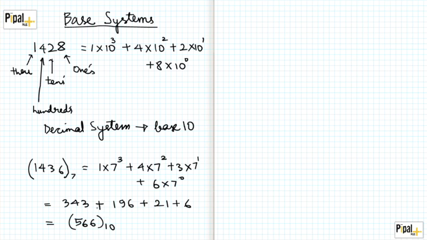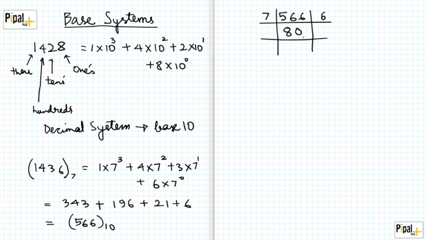But what if we are to convert a number given to us in the decimal system into another system? So let's say we have to convert this number 566 back to base 7. The way we do it is we write this number inside a box like this. Then let's start dividing 566 by 7, because we want to convert 566 in decimal to base 7. So 7 into 80 is 560, and we are left with a remainder 6, right? So we write 6 here.